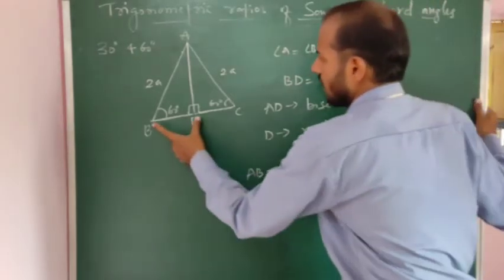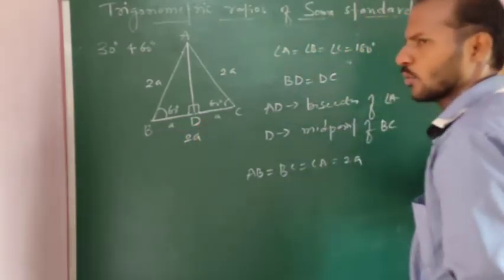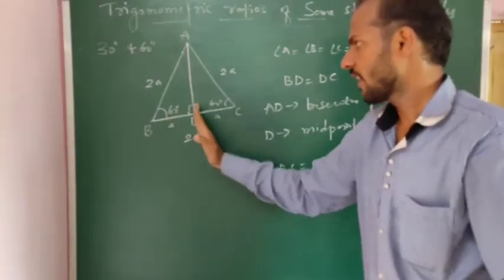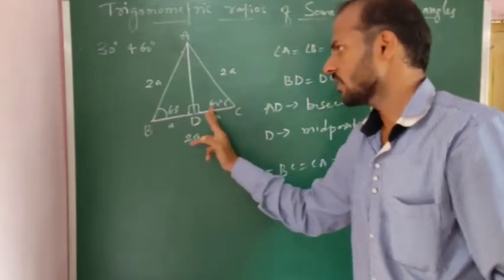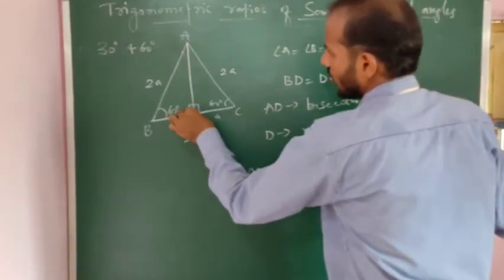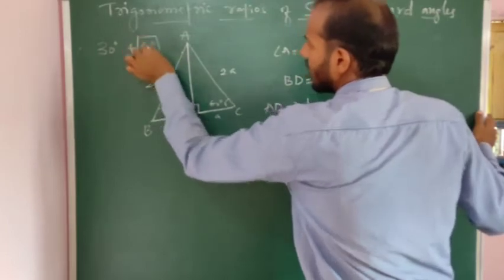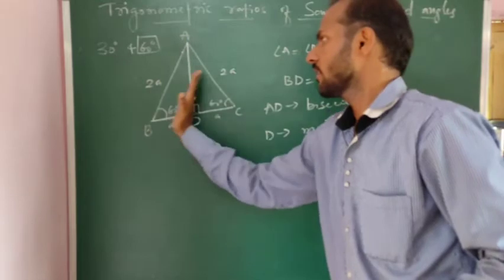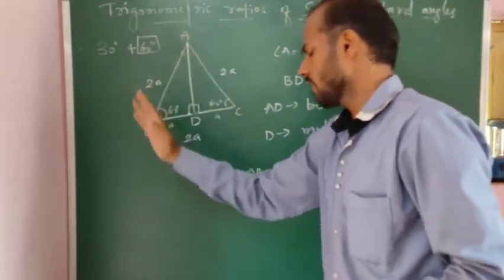After dividing, what we get here? This is angle A, it is also side A, both are A only. This much is 2A. If I divide, then what we get? This much is A and this much is A. Now, this is 90 degree. Basically, to find 60 degree, I am taking this right angle triangle separately.